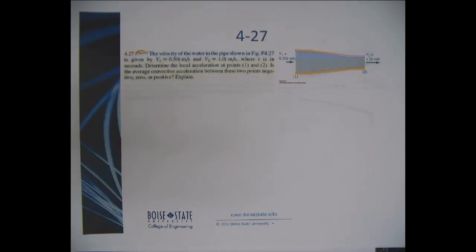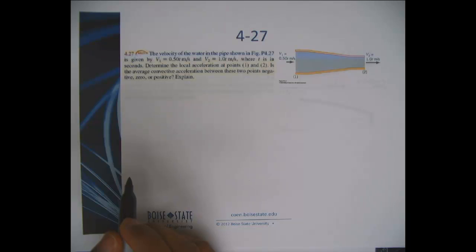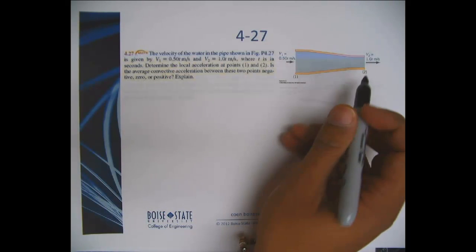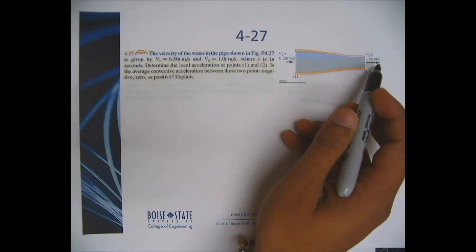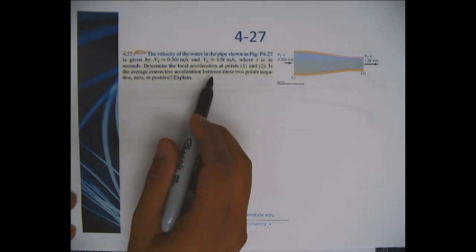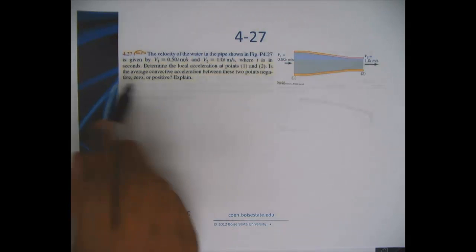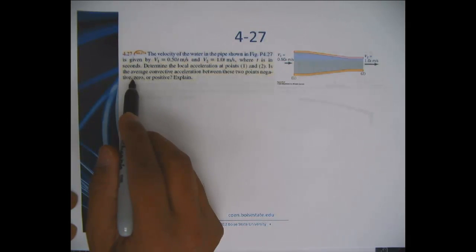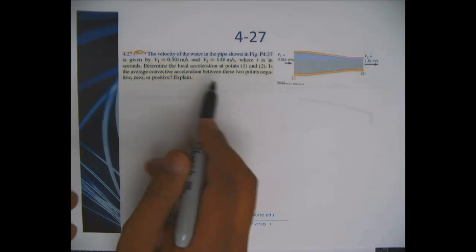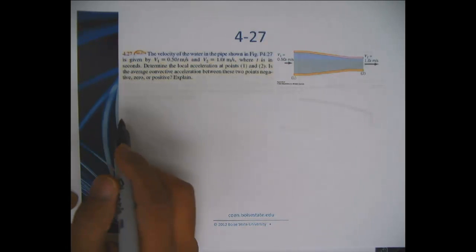Okay, now let's look at another problem. The velocity of the water in the pipe shown in the figure here is given by v1 equals 0.5 times t meters per second and v2 equals 1 times t meters per second, where t is in seconds. You're asked to determine the local acceleration at points 1 and 2, and to tell us if the average convective acceleration between these 2 points is negative, 0, or positive, and to explain.